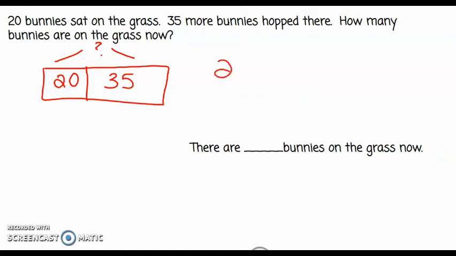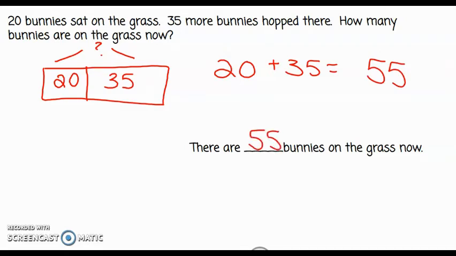So students might write this as a number sentence, 20 plus 35, and they could solve it a variety of ways. They could solve it by counting on, they could solve it by using the standard algorithm, or they could solve this mentally, but they would still come up with 55 as the answer. And going back to what the question was asking, how many bunnies are on the grass now? There are 55 bunnies on the grass now.